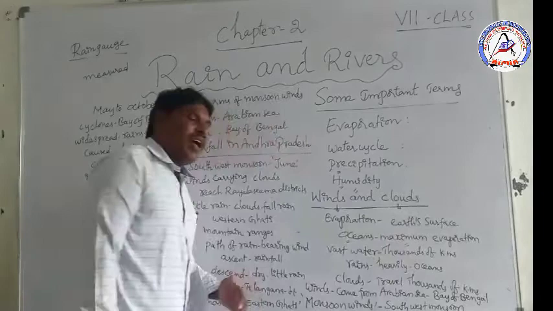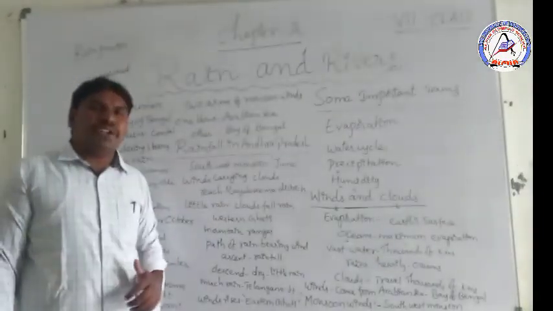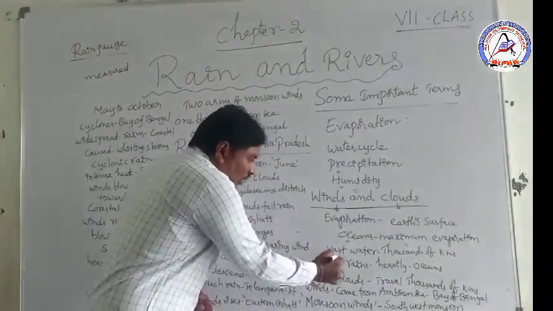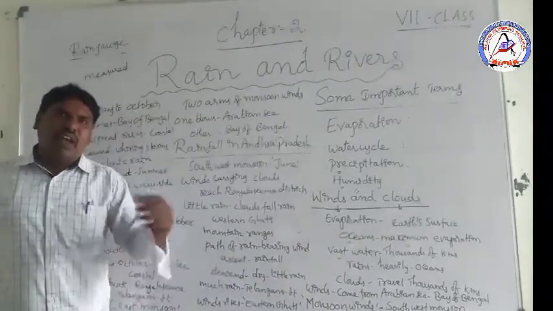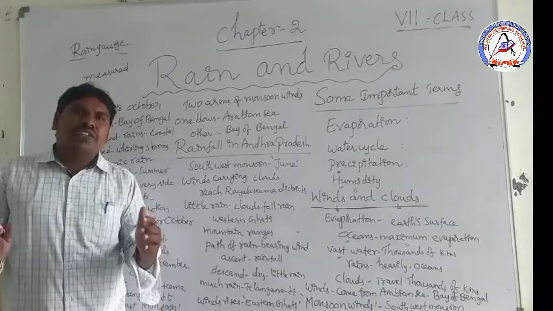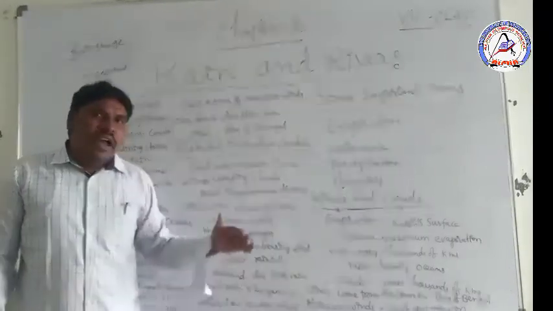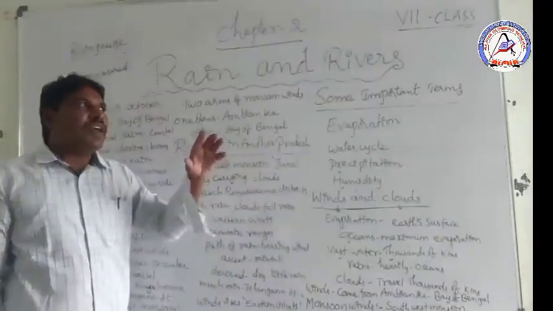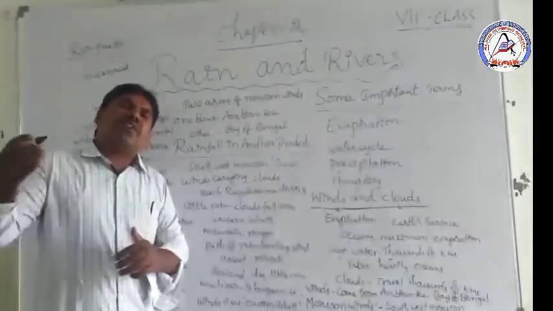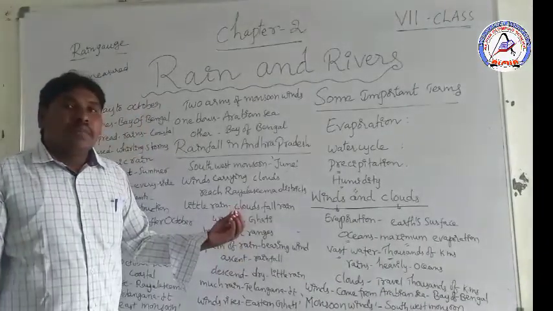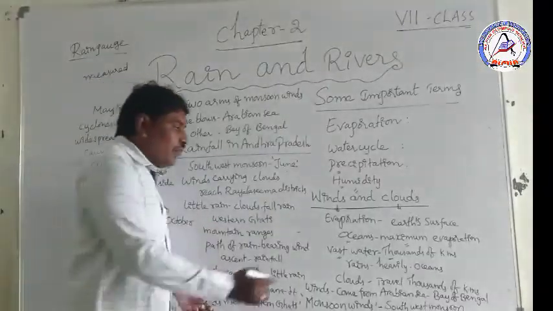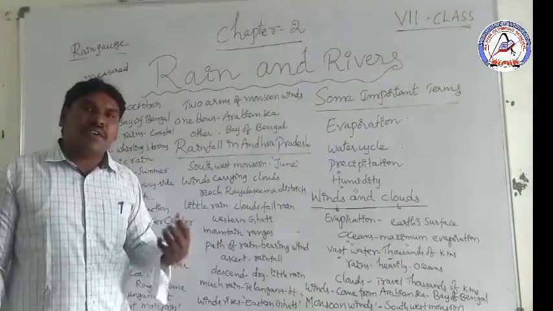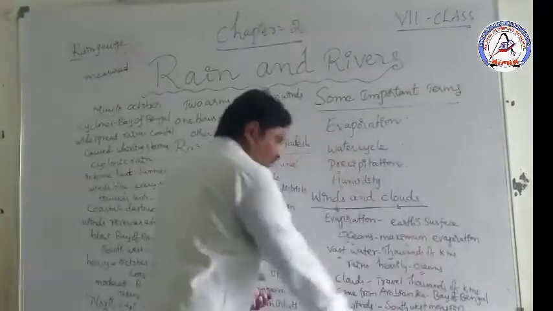Maximum means high. So maximum evaporation goes on from the oceans, because oceans are vast water bodies. Vast means large or huge. Oceans extend thousands of kilometers. If you observe, the ocean's area is thousands of kilometers, so that is the reason maximum evaporation happens from oceans. And heavy rains we can also observe on the oceans.